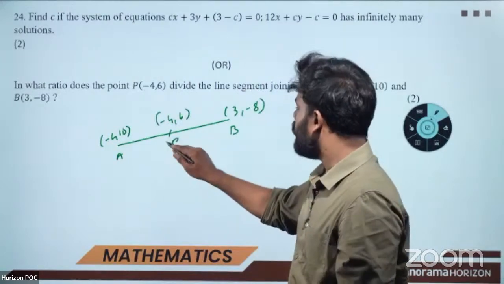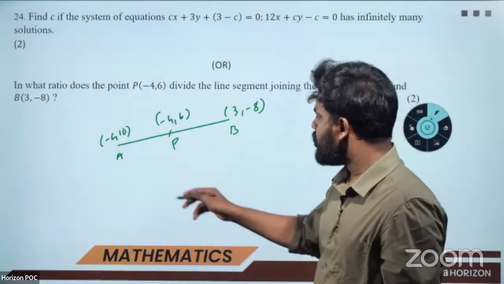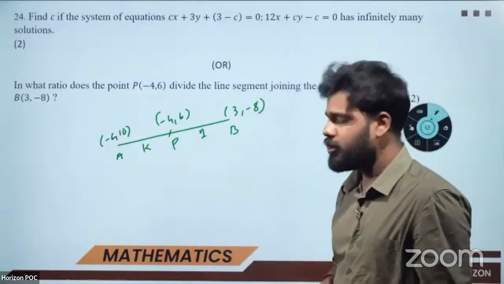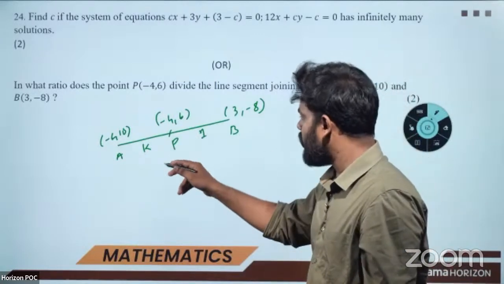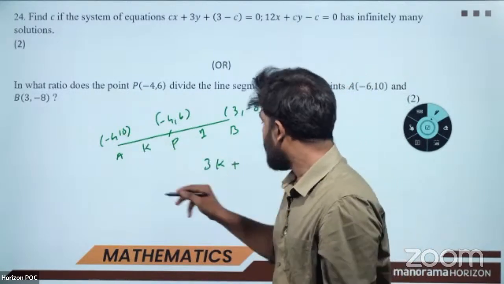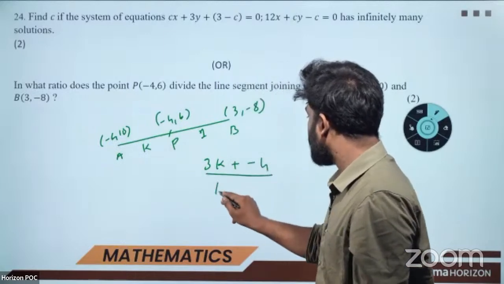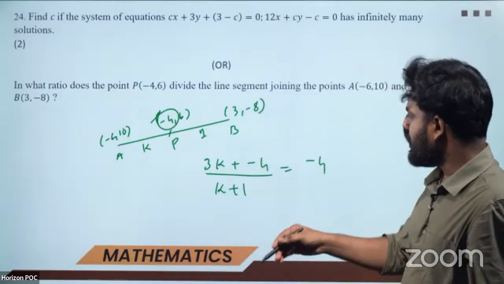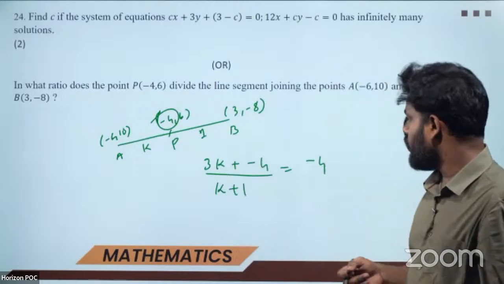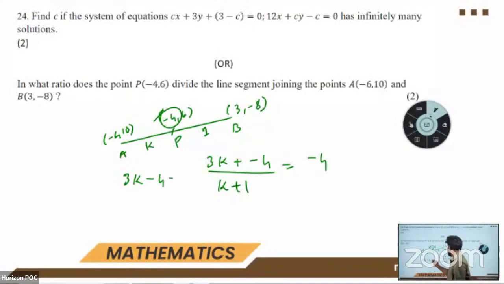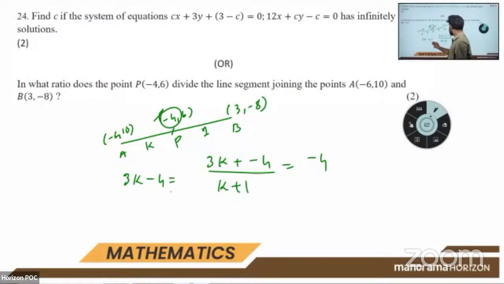Now they're asking me to find out in what ratio it is divided. To find out the ratio in the section formula, just keep it as K is to 1. Let the ratio be K is to 1. Now, applying the section formula, K into 3, that is 3K, plus 1 into minus 4, that is minus 4, by K plus 1 is equal to the x coordinate, minus 4. So 3K minus 4 is equal to minus 4K minus 4.